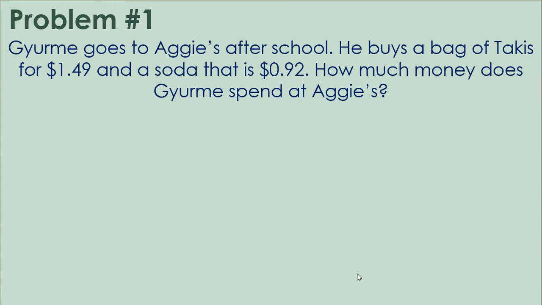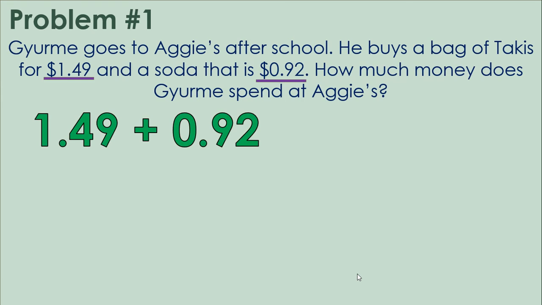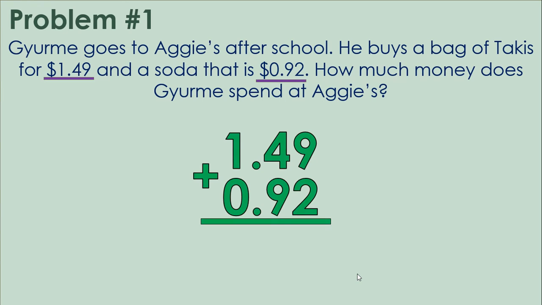So we see here that the bag of Takis costs $1.49 and the soda is 92 cents. We're trying to figure out how much Gyurme spends in total, so we're going to be adding these two numbers together. The first thing we're going to do is rewrite these numbers vertically, which means one on top of the other. Make sure we line up our place values. Remember, we know that the place values are lined up correctly when the decimals are lined up.